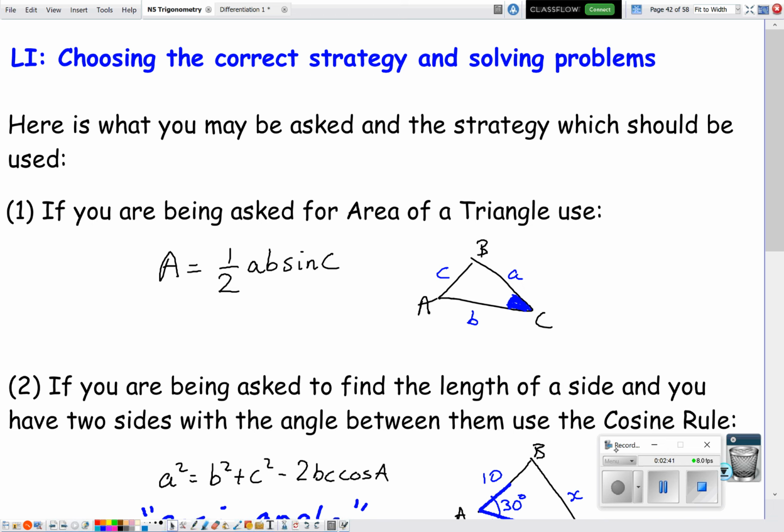And the way I approach these problems is, well, what can I rule out? Because sometimes it's quicker to rule strategies out than it would be to run through them all. So the first one to rule out very, very quickly is the area of a triangle. Is the question to do with areas? If it is, use that formula. If it's not, don't use that formula. It's pretty much that simple.